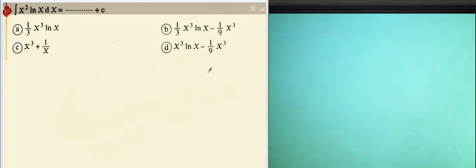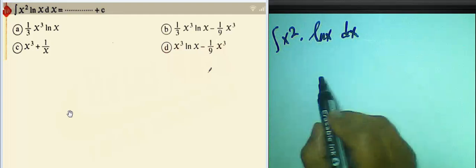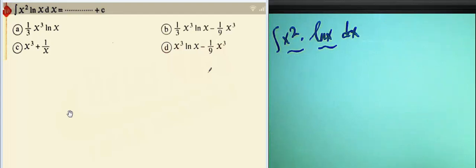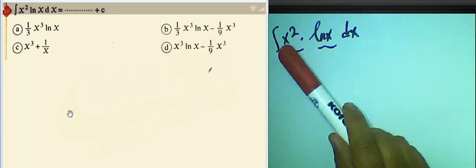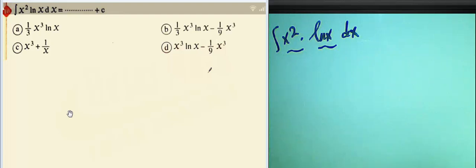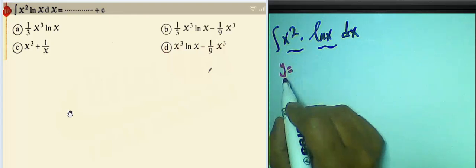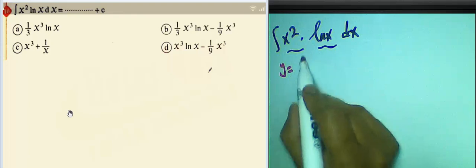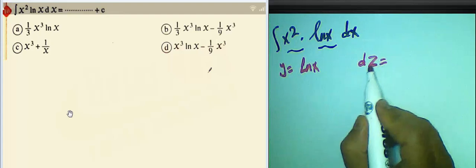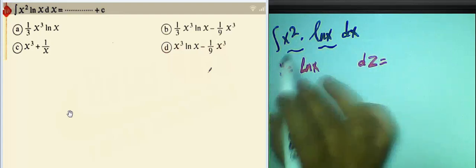Choose letter C. Question 10, we want to find the integration of the function x power 2 multiplied by ln of x dx. We have two functions here. You can use integration by parts. Look at here, I will put y equals ln x, because the derivative of ln x equals 1 over x, and I will put dz equals x power 2 dx.